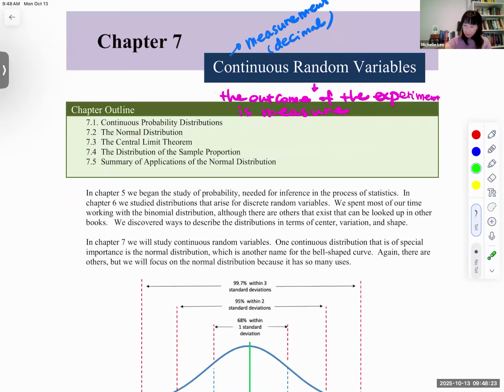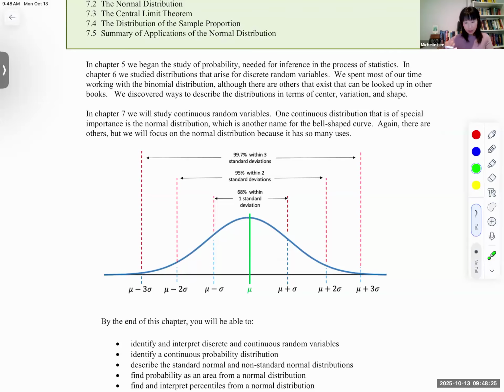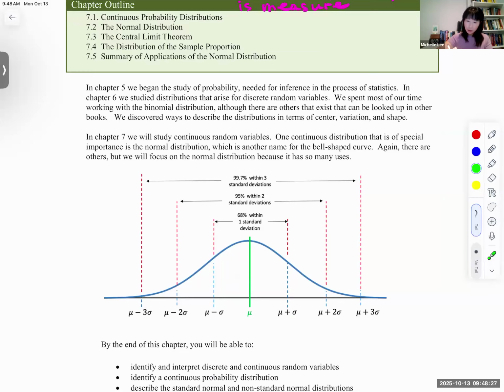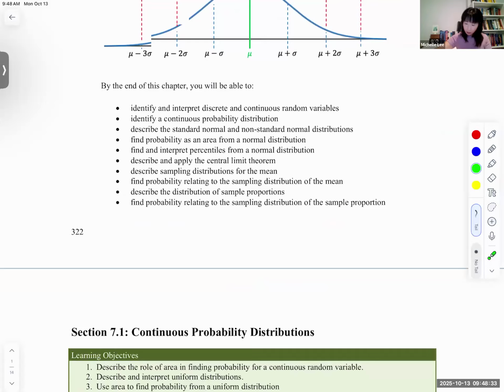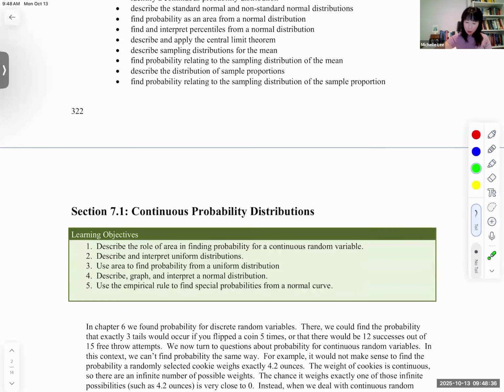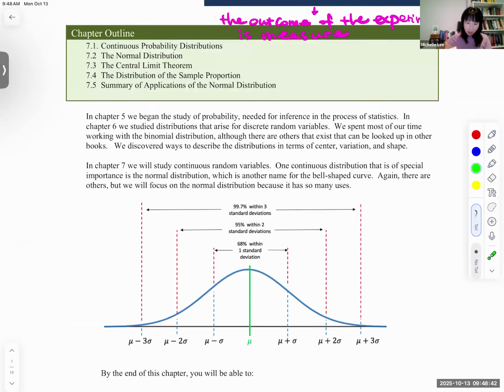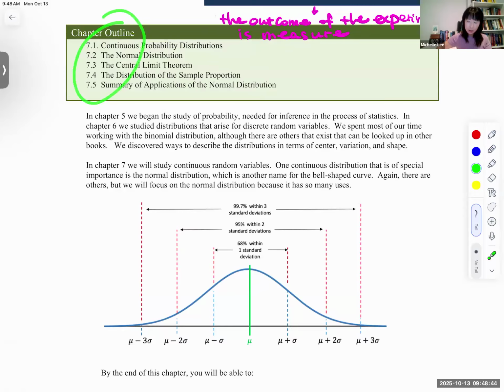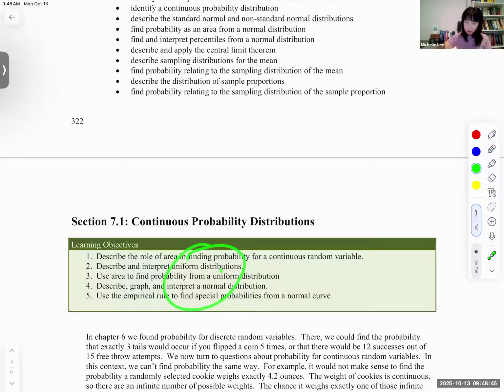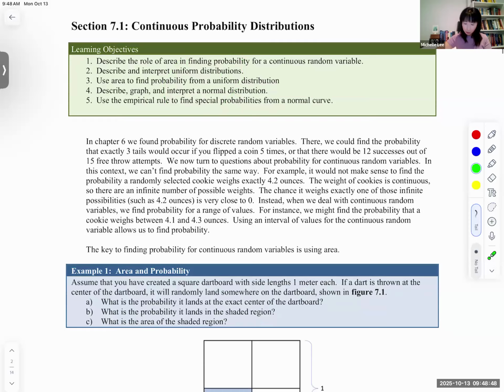We have bell shape again, and then we have a learning objective here. Okay, 7.1, we have learning objective. Sorry, that was not the learning objective. That is a chapter outline. Learning objective for 7.1.